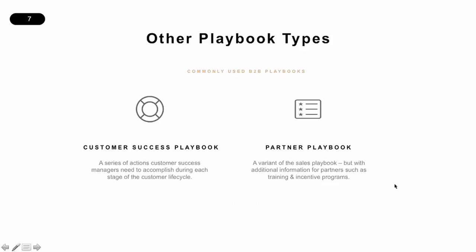So there are multiple types of playbooks. Like we said, in this webinar we're going to be focusing more on the sales playbook and the sales playbook solution itself, but there are other playbooks that people do create, which is a partner playbook, a slight variation of the sales playbook but more focused on partners, giving them more information on training and incentive programs and some packaging information related to the product as well. There is a customer success playbook, which is a lot more focused on post-deployment and the customer lifecycle. But that's a topic for maybe future webinars.